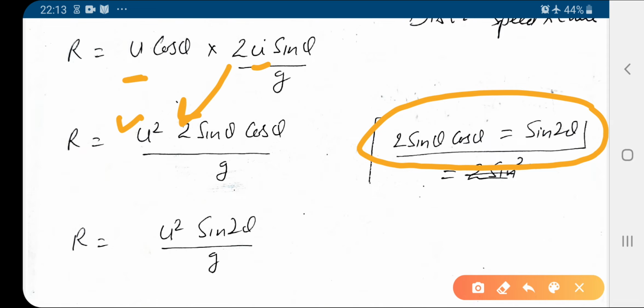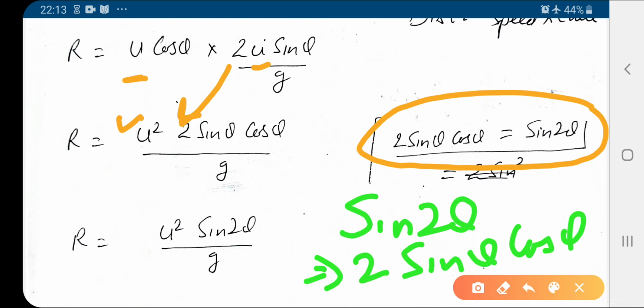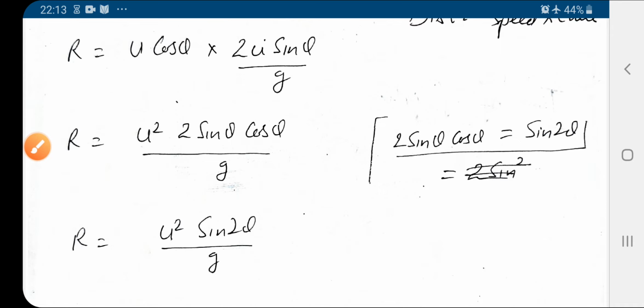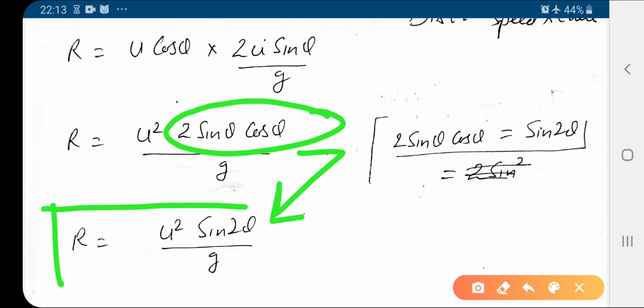Means if we have sine of a double angle, then it can be written in terms of sine and cos, that is 2 sin theta cos theta. Or you can say 2 sin theta cos theta is equal to sin 2 theta. For example, sin 60 can be written as 2 sin 30 cos 30, just halve the theta. So using this relation, 2 sin theta cos theta can be written as sin 2 theta. So this is the expression for the horizontal range.